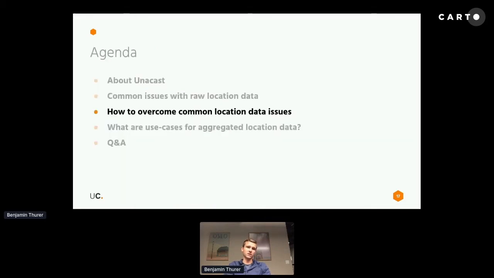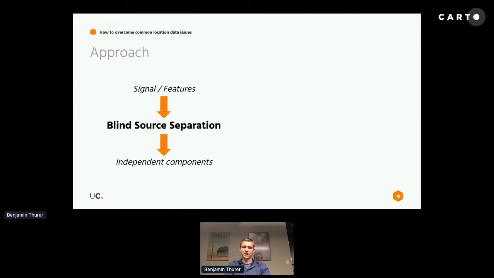So what are we doing? Let's say you have location data and you see those issues and you want to overcome them. We basically use different approaches, but what we do first is a blind source separation.